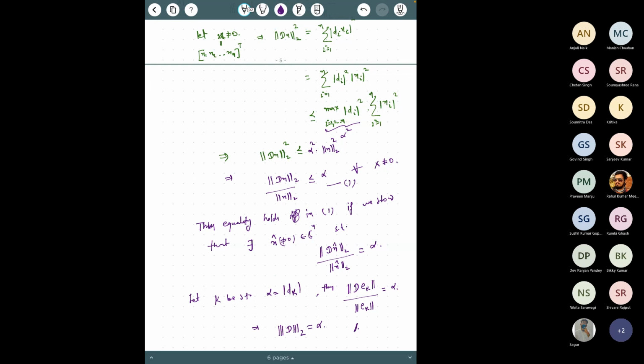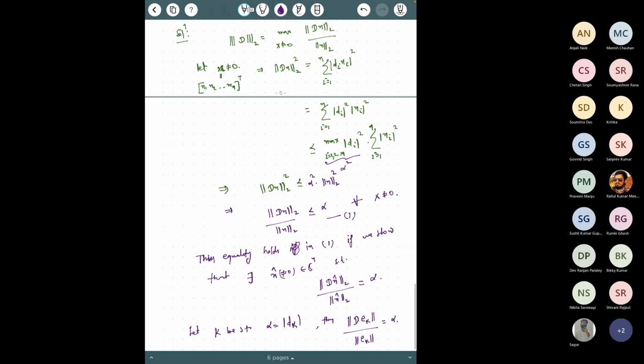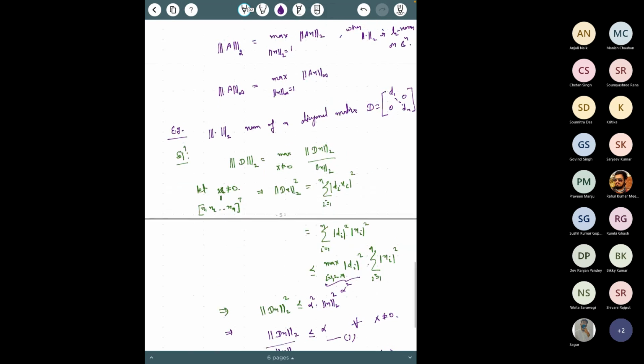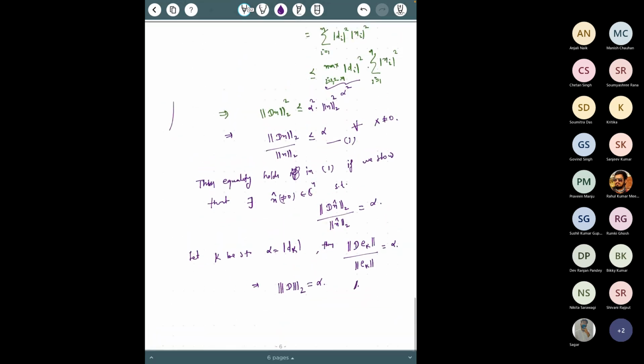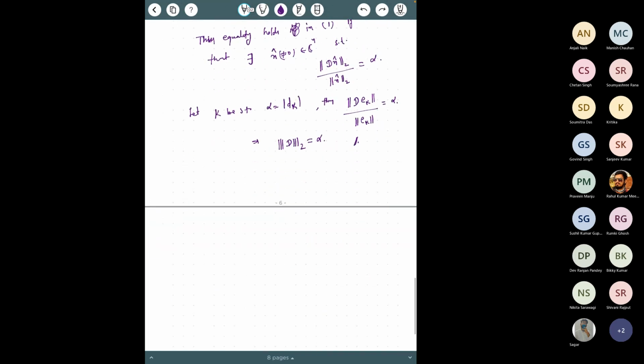But not only for this, if you want to show some other things also, like for other norms, and you want to prove in the same way, then you have to follow the same procedure. You first show that something is an upper bound, and then you show that that upper bound is attained. For example, let us look at one more example here.